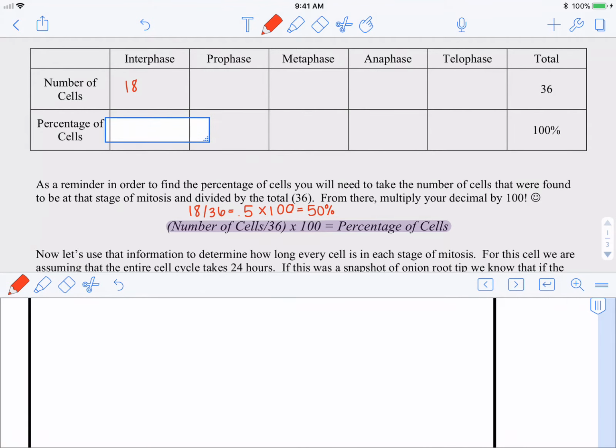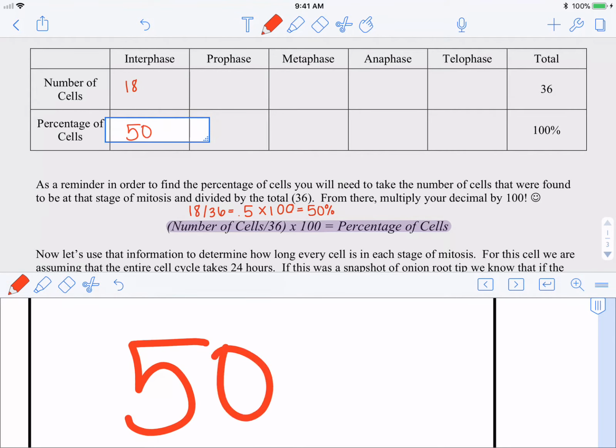And I can put the 50% in right here. The reason we want to solve the percentage is we're actually going to use that to determine how long it takes to get through the whole phase of interphase. We're looking at this snapshot of a root tip. And so if about half of the cells are in interphase, that probably means that interphase takes about half the time of the cell cycle.